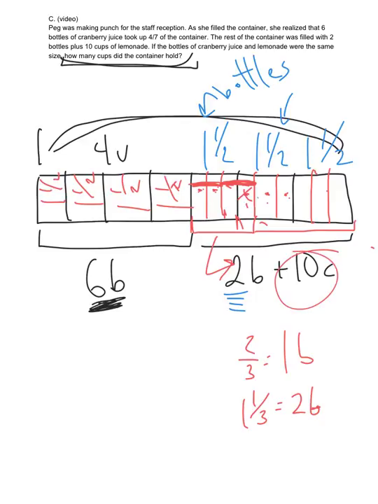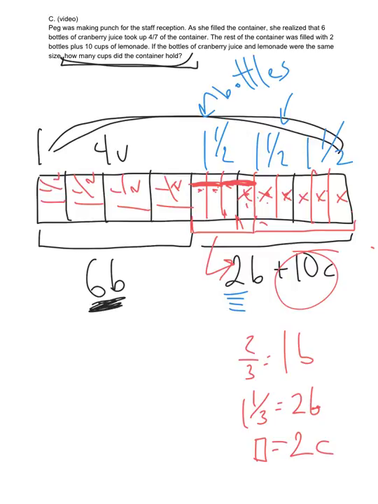Well, let's see if we get lucky. 1, 2, 3, 4. Oh yeah. 5 units are worth 10 cups. That means 1 unit is worth 2 cups. I think I just figured this out. If 1 unit's worth 2 cups, I can now go back and figure out how much the entire container held.